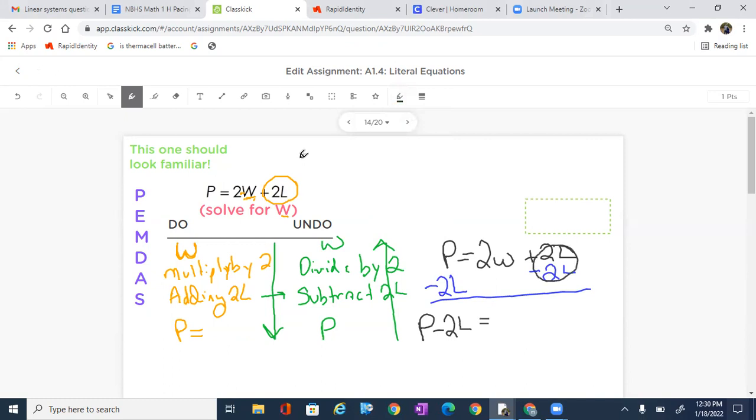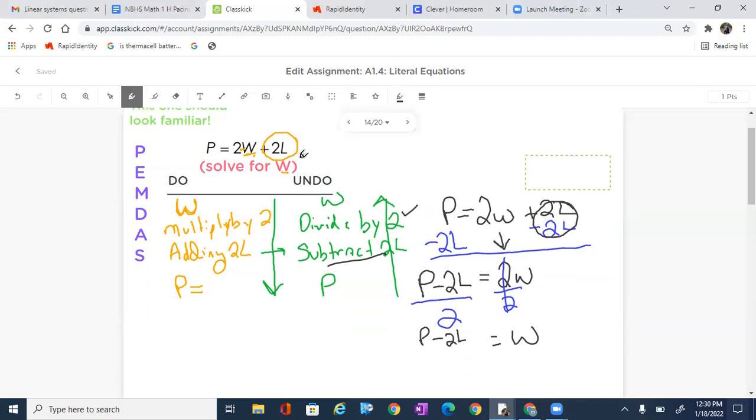2L minus 2L is going to cancel, giving us 0 because they're inverses. And then 2W moves down, and there's nothing underneath there. So we've subtracted the 2L, and now what we are going to do is we're going to divide by 2. So let's go ahead and do that. So we divide by 2. The 2's are going to cancel because they're inverses of each other, and we're going to be left with W equals P minus 2L all over 2.